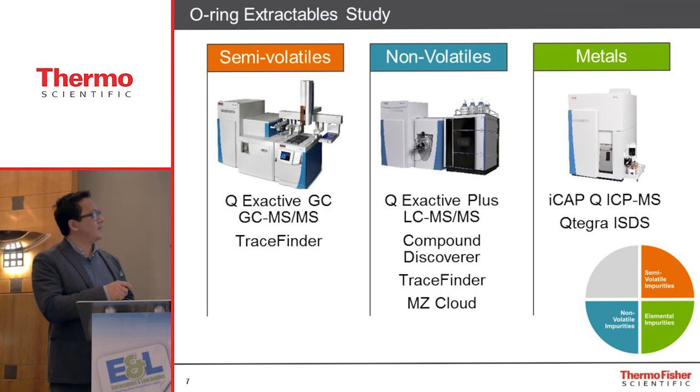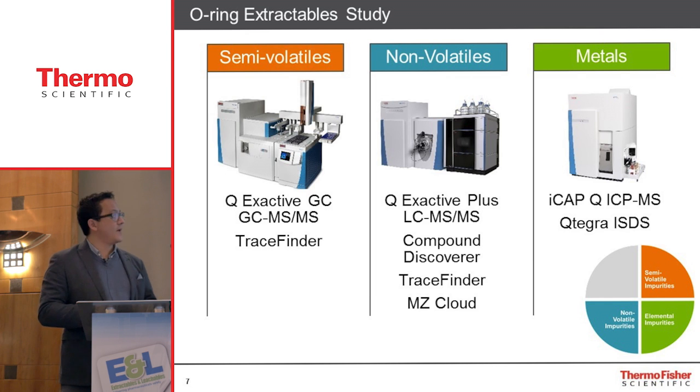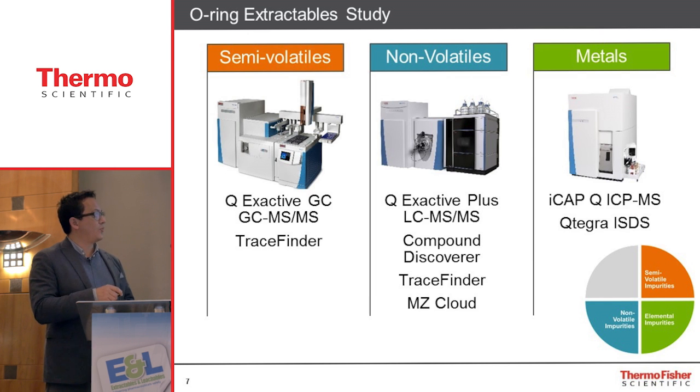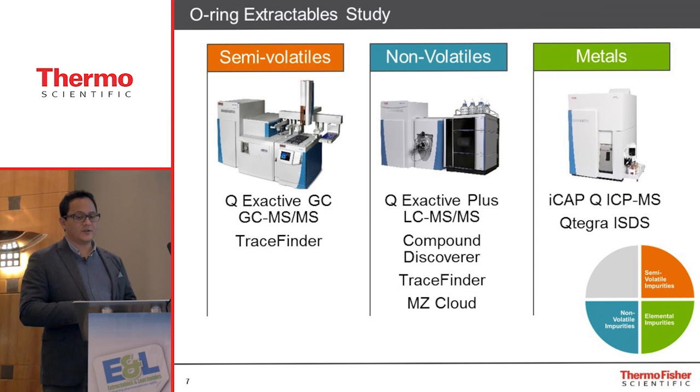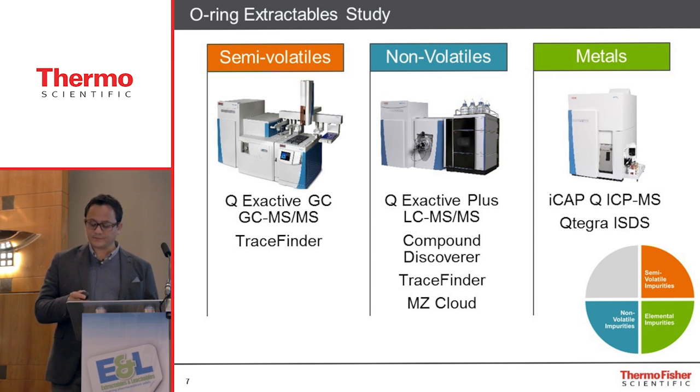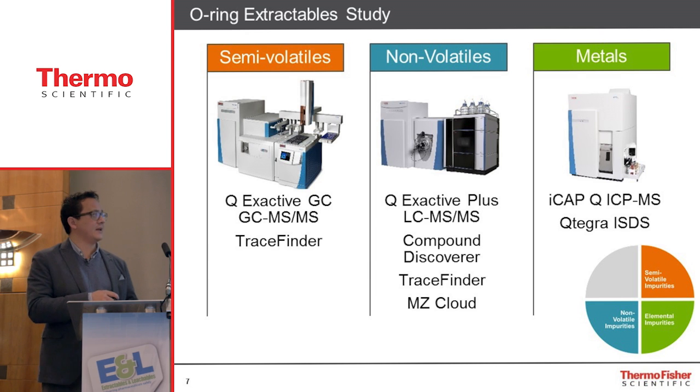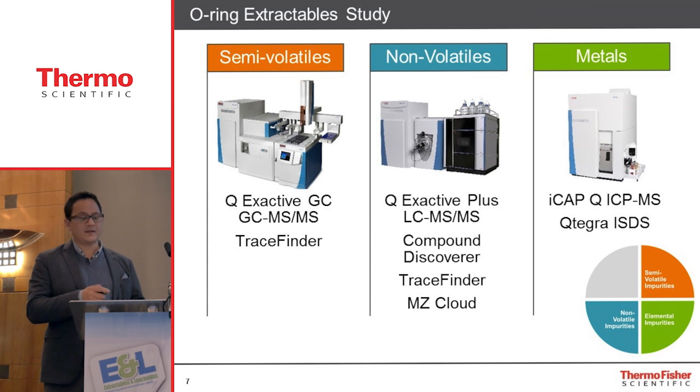For the first time this year, we launched an instrument in June at ASMS. It's the brother, really, of the LC variant Q-Exactive. It's a GC-MS system with very unique capabilities. So we analysed all of the extracts using these three technologies, including quadrupole-based ICP-MS.